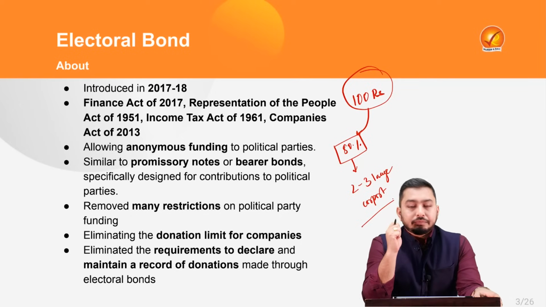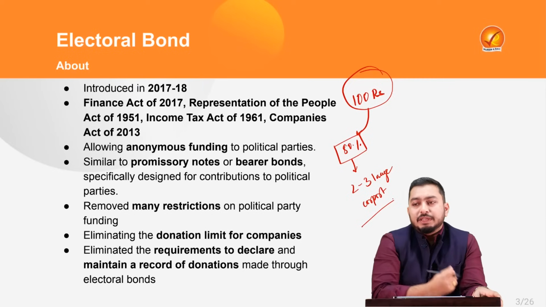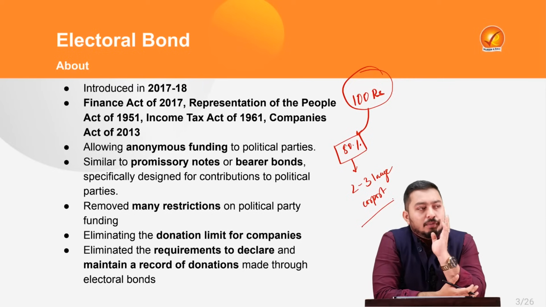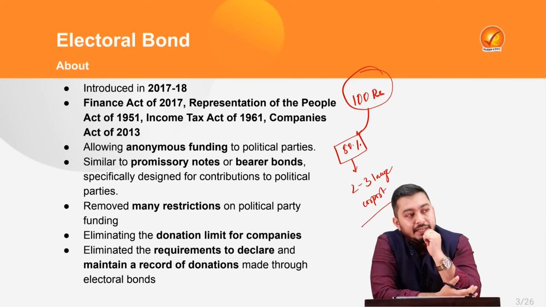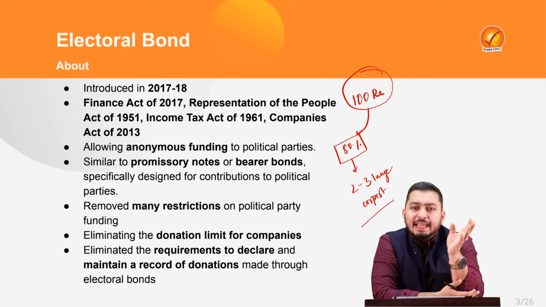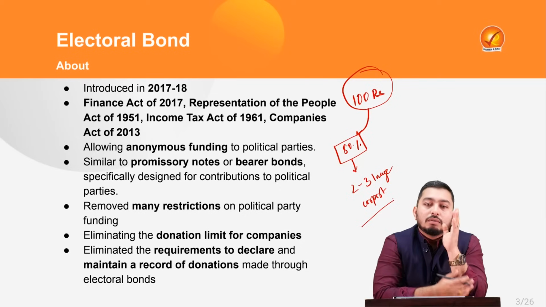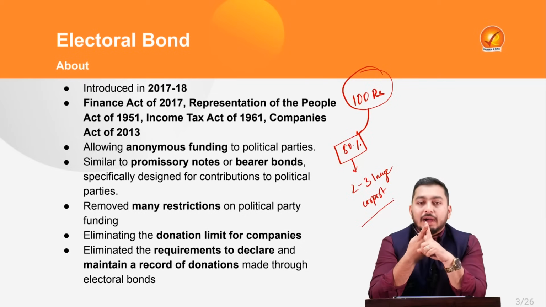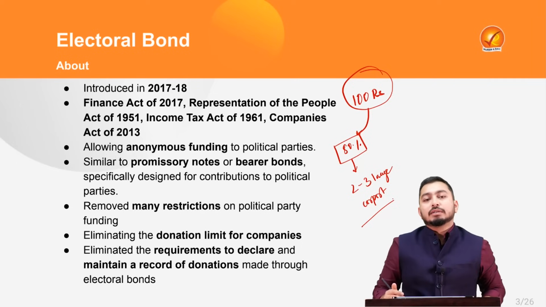Think about it. Now, let's say I am a single individual and I am donating 100 rupees to one political party. If the other political party gets to know, the workers of the other political party get to know, then can they victimize me? The answer is yes. So, anonymity is required to protect the little man, the small individual, right?